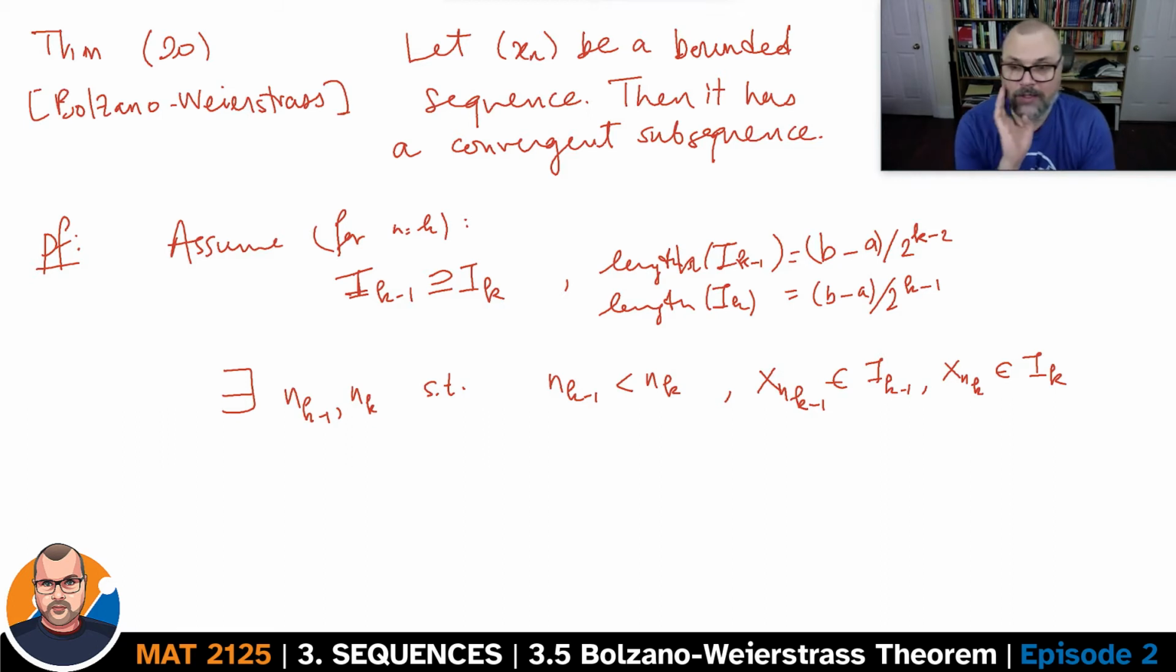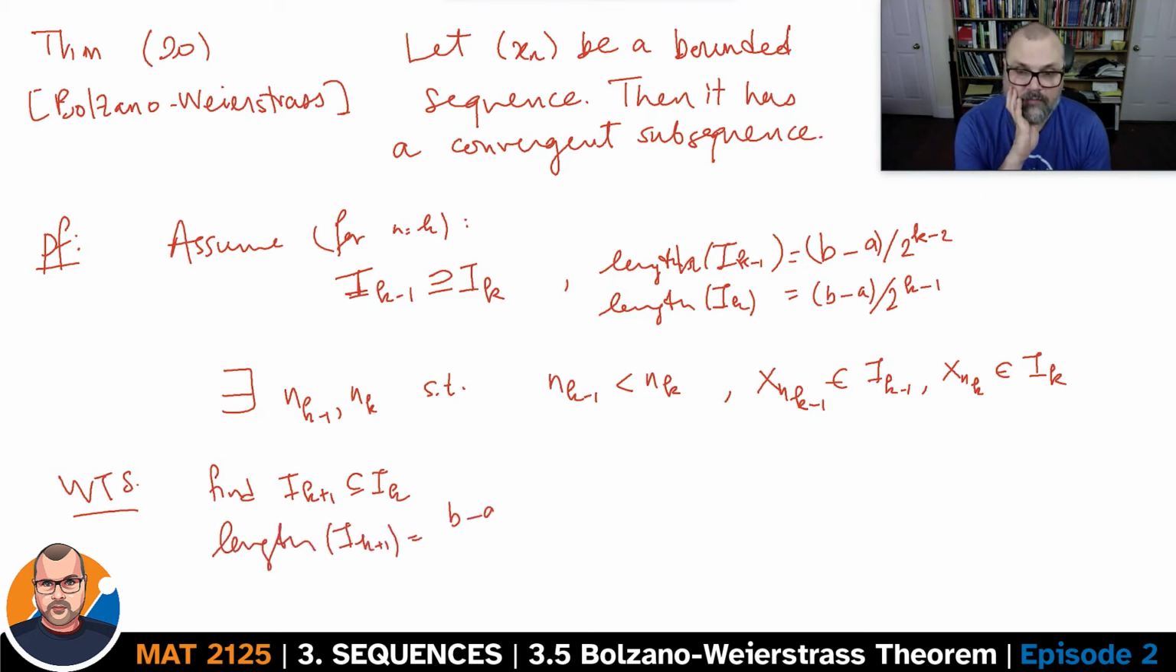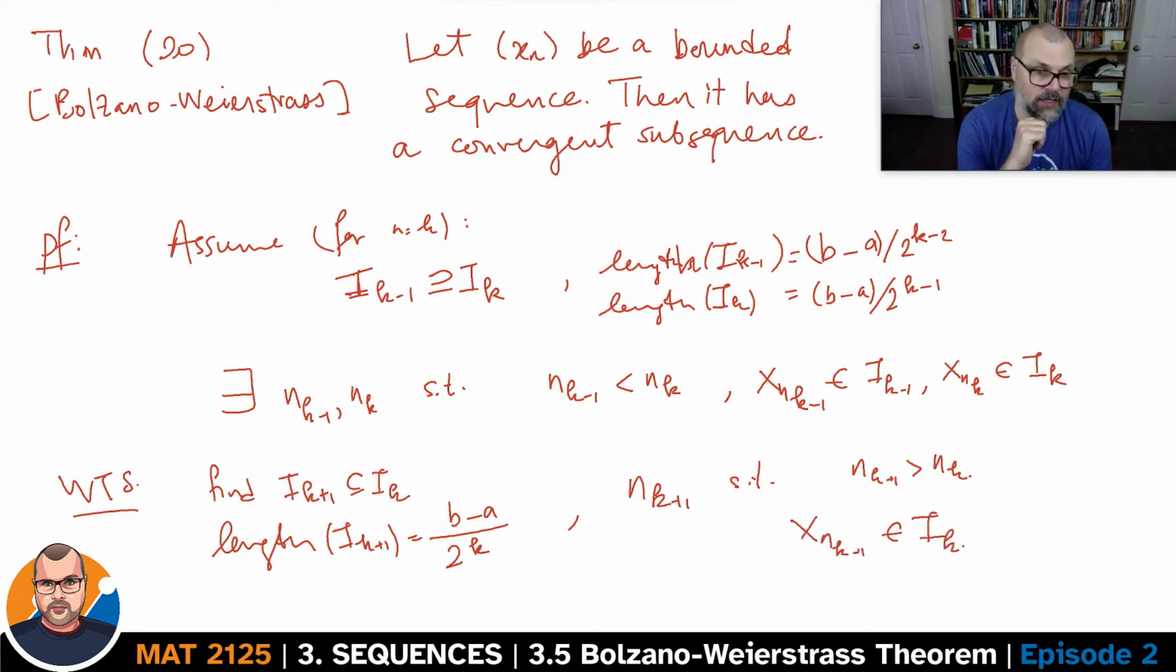And what we're going to want to show is that we can find an interval I(k+1), which will itself be contained in Ik, and hence contained in I(k-1), with length (b minus a) divided by 2 to the power k, an integer n(k+1), which will be such that n(k+1) is greater than nk, and for which x(n(k+1)) is in the interval I(k+1).